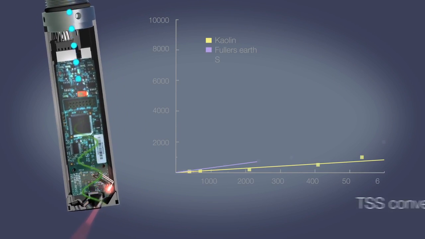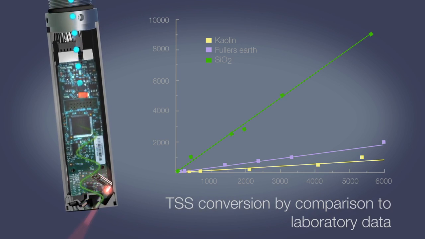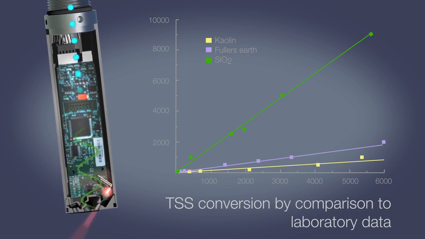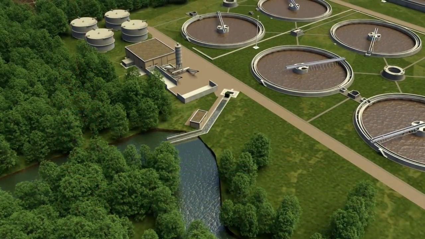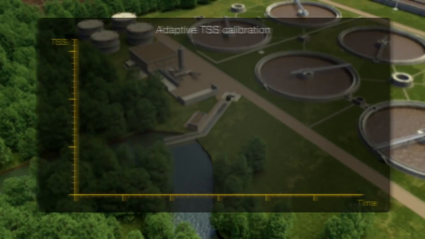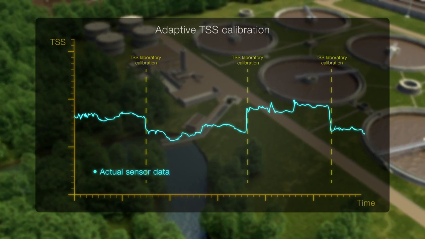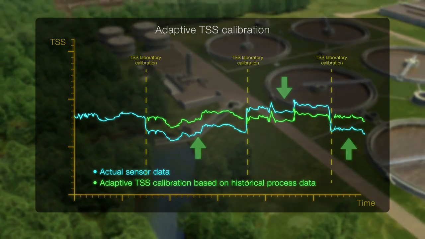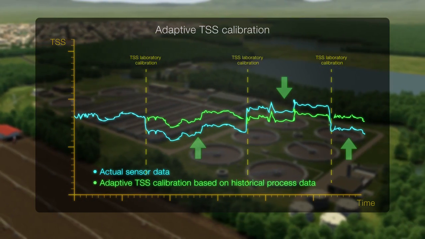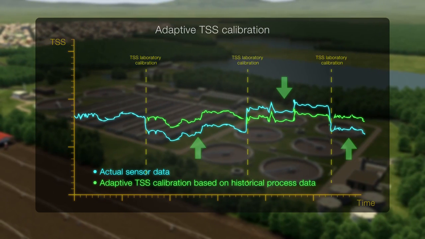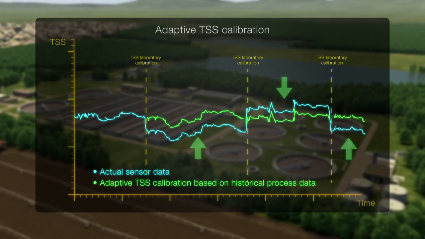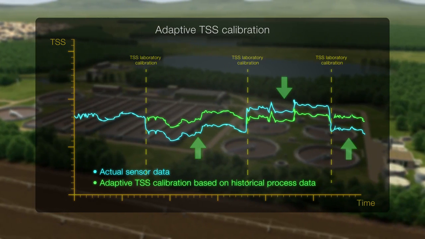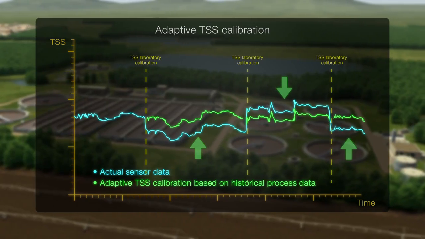The turbidity measurement can be used to determine the total suspended solids, or TSS, of the sample by comparison to laboratory data. The ATS430's adaptive TSS calibration feature enables the sensor to intelligently calculate the TSS conversion based on historical process data. This feature provides a smooth TSS conversion and avoids sudden changes in TSS calibration coefficients, often caused by non-representative sampling or erroneous lab results.